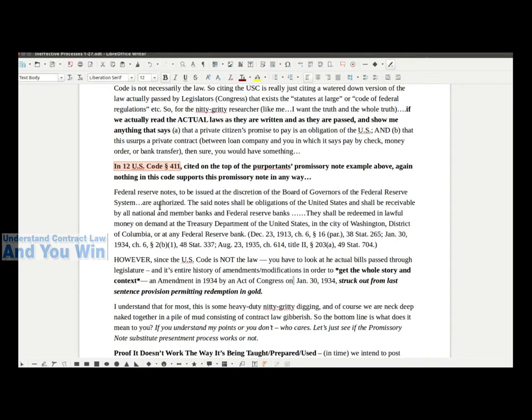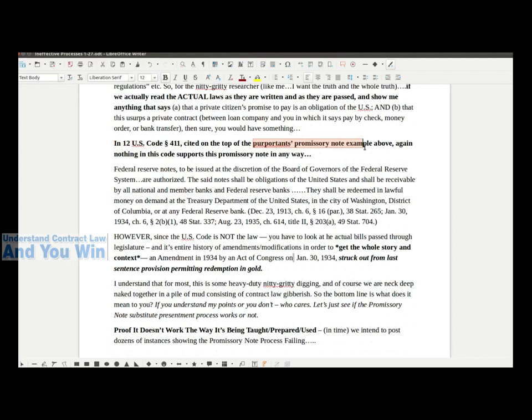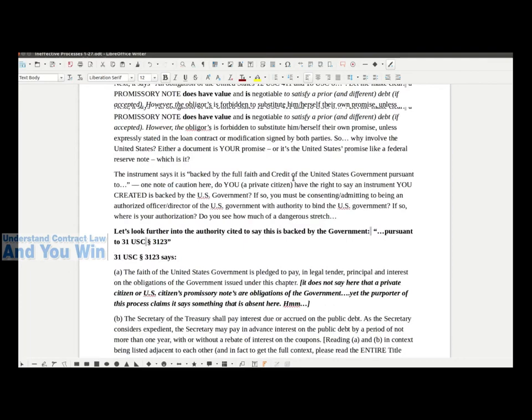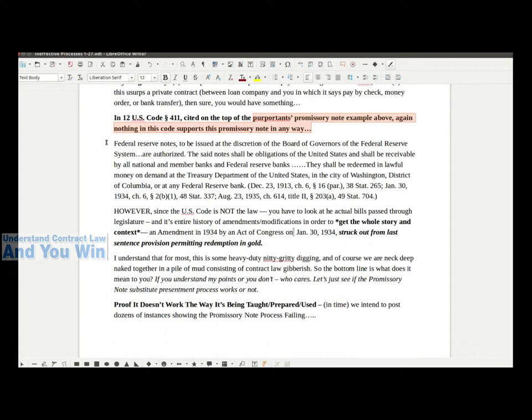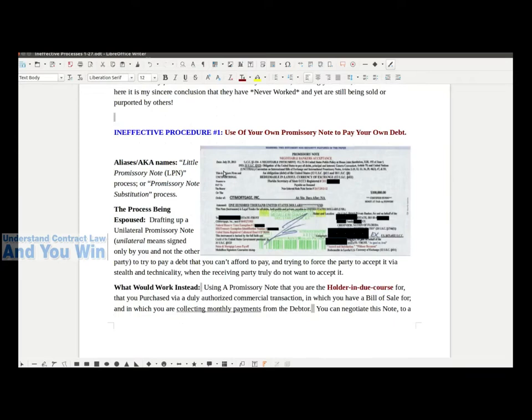In 12 U.S. Code, section 411, cited on the top of the purported promissory note example above, again, nothing in this code supports this promissory note in any way. So on this promissory note, it says 12 USC whatever right here on the top. What 12 USC 411 says is that Federal Reserve notes, to be issued at the discretion of the Board of Governors of the Federal Reserve System, are authorized. Okay, so 12 U.S. Code 411 authorizes Federal Reserve notes. This is not a Federal Reserve note.